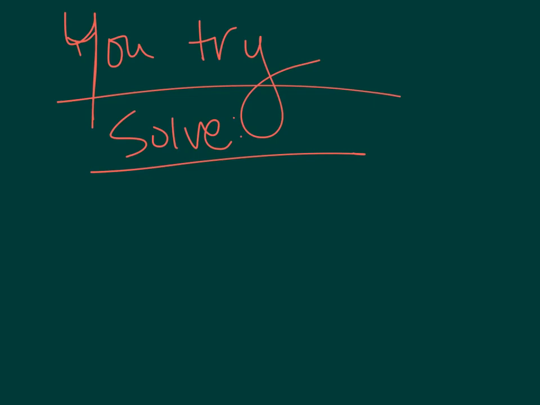So you're going to go ahead and solve the following equation. Square root of 4x minus 23, minus the 3, equals the 5.